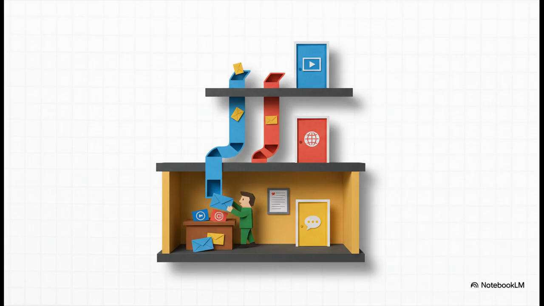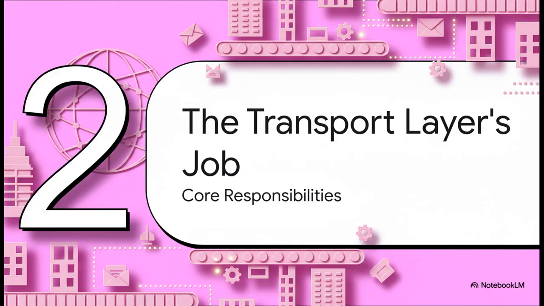You can't have the invoices for accounting ending up with the creative team. The transport layer is that digital mailroom clerk. It's the one making sure the data for your video call actually goes to Zoom, and the data for your web browsing gets routed to Chrome. It's the ultimate organizer. All right, Section 2, the transport layer's job.